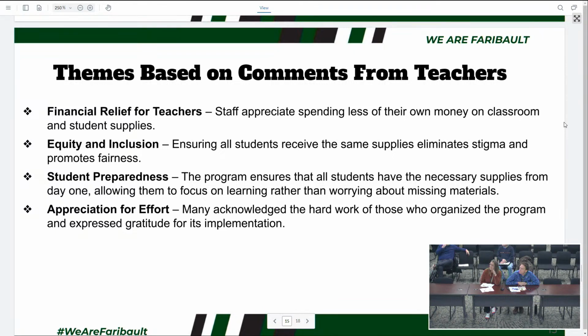So some themes that we pulled out from our teachers: staff reported spending less of their own dollars to help supplement those school supplies that other families were not able to support. So that was alleviated for some of our staff. All kids have the same supplies, so there's no arguing over who has what supplies when you're thinking about elementary buildings, specifically community supplies. And having materials provided allowed students to focus on learning and not so much the supplies piece at all.